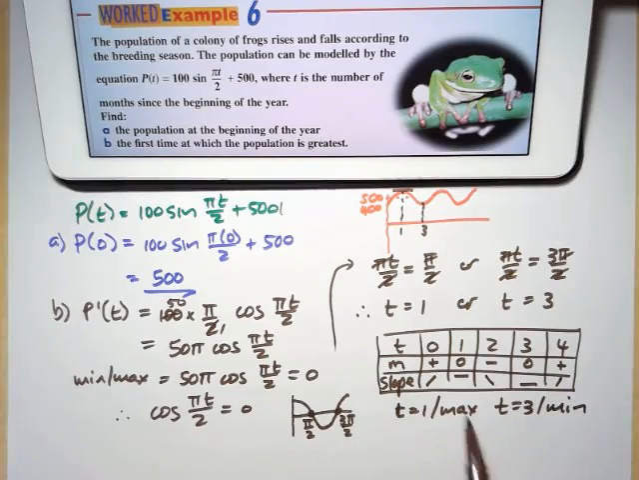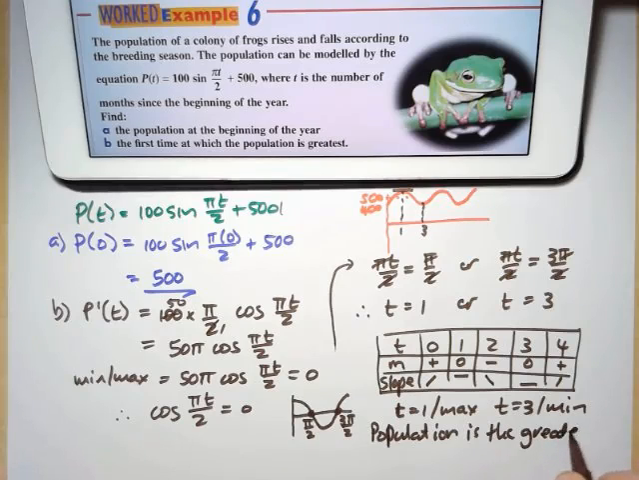So the first time the population is the greatest, and you're going to write this in words, is 1 month after the start. And that will be your final answer.